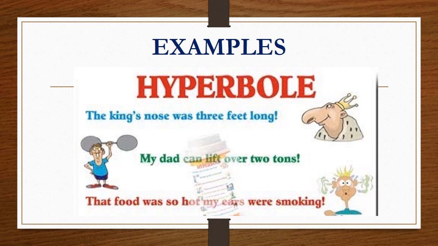Examples: The king's nose was 3 feet long. My dad can lift over 2 tons. The food was so hot, my ears were smoking. From these examples, what is being described with exaggeration? Yes, we have the king's nose, which is being described as 3 feet long, Dad, who can lift over 2 tons, and the food that is so hot that it causes the ears to smoke.